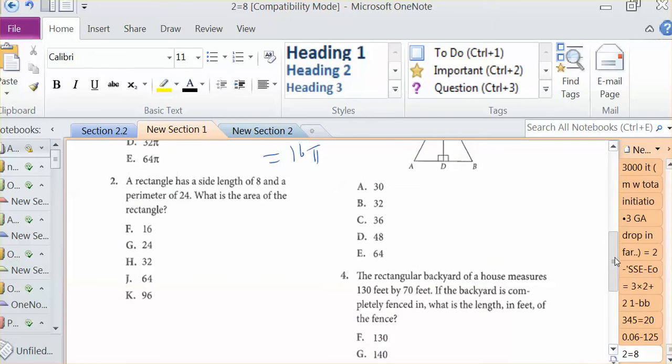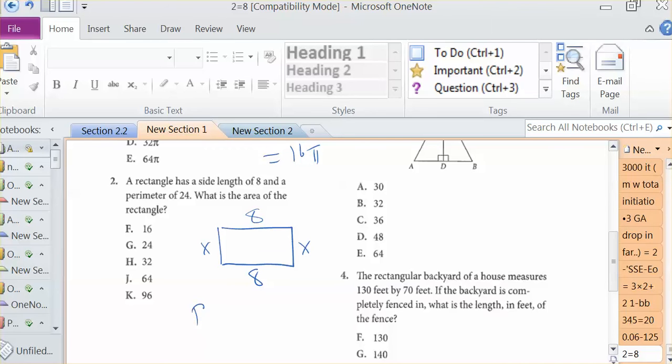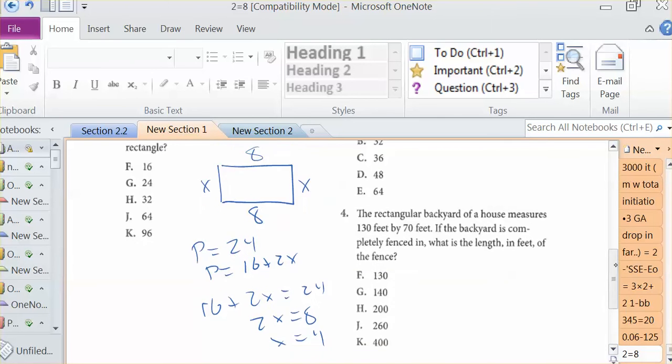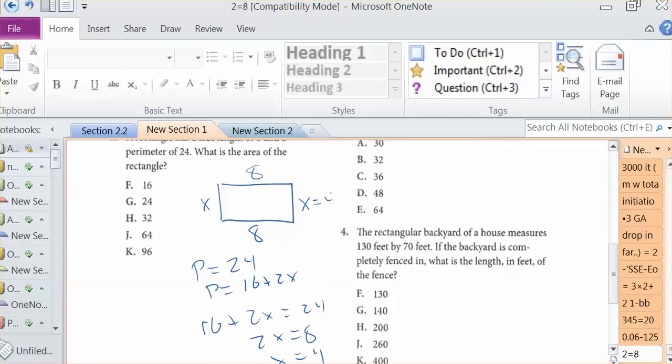A rectangle with side length of 8 and perimeter 24. So let's say this is 8 and 8. I don't know these sides right here. But since the perimeter is 24, and perimeter is supposed to be all the sides added up, then of course 16 plus 2x must equal 24. 2x equals 8, x equals 4, which makes sense that the other dimensions are 4 and 4, so this way you do get 24 as your perimeter.